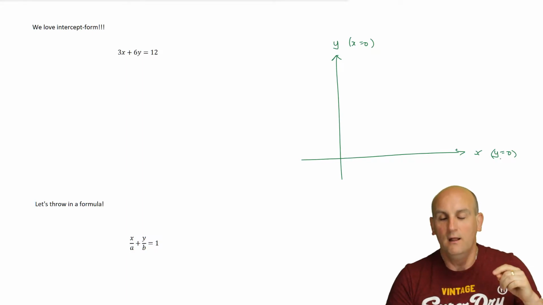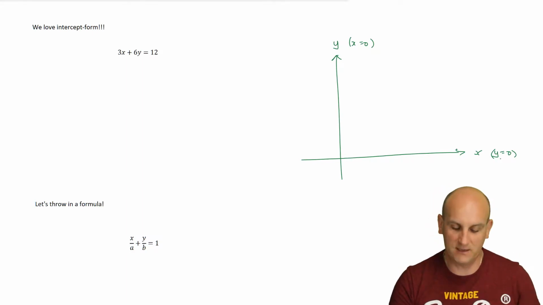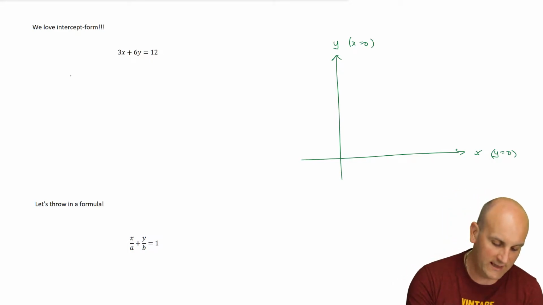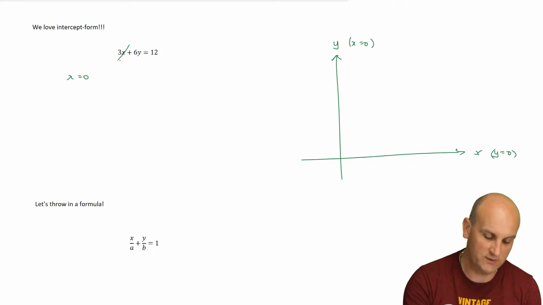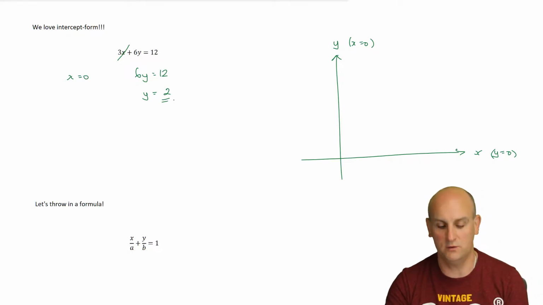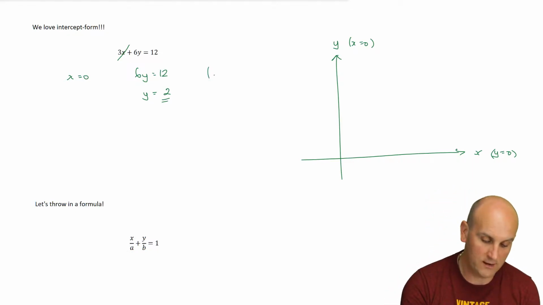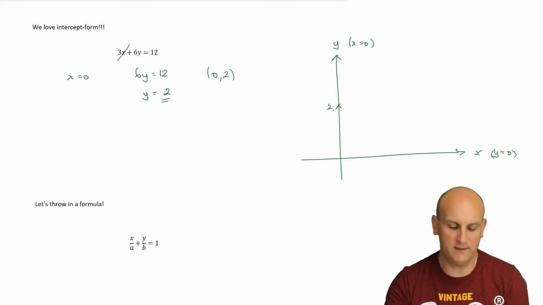Moving on. 0 is great because when we multiply something by 0, it disappears. So the first thing I'm going to do is say, well, what happens if I let x equal 0? Well, if I let x equal 0, that disappears. I get 6y is equal to 12, and so y is equal to 2. And lo and behold, I've just found a coordinate. I have a coordinate on that line, which is 0, 2. So there we go. So 0, 2.